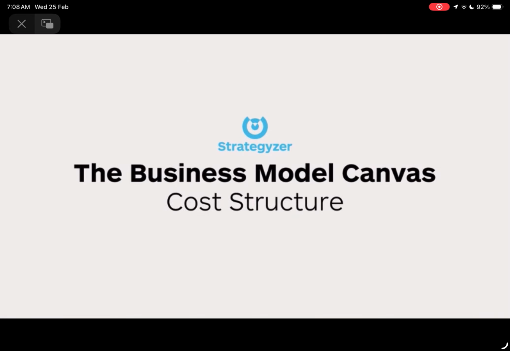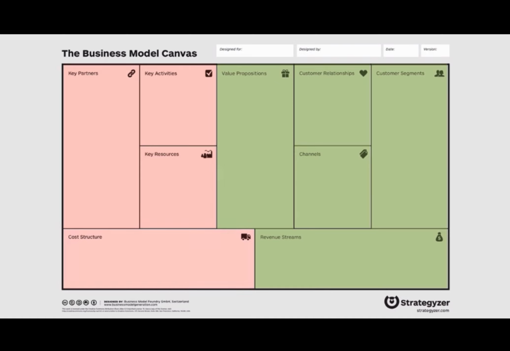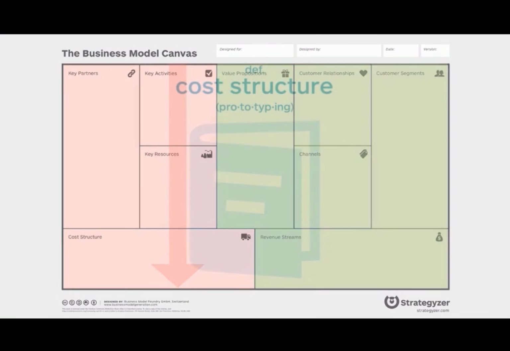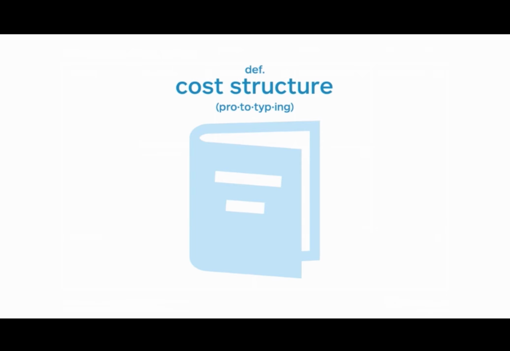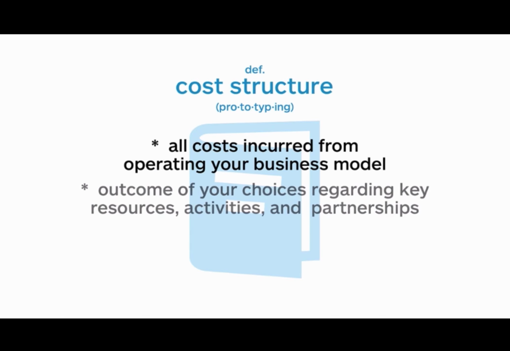In this slidecast, we're going to look at the cost structure. These are all the costs that you have in your business model. It's basically an outcome of the backstage of your business model. So what really is a cost structure? It's all costs incurred from operating your business model. It's the outcomes of the choices you make in the backstage of your business model.